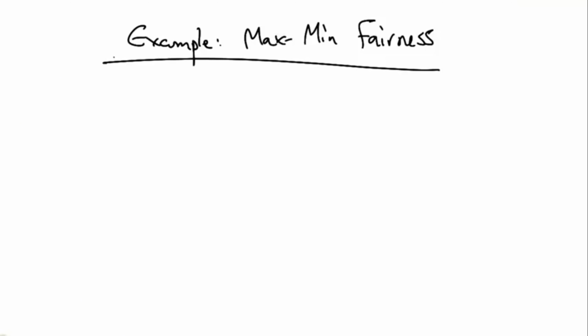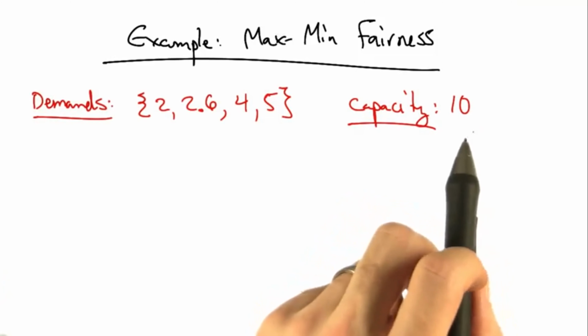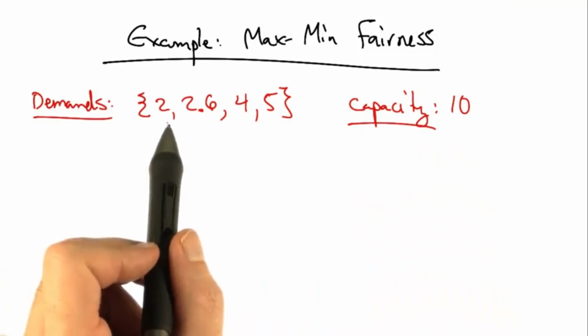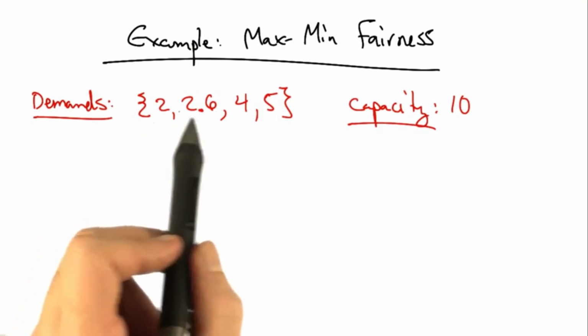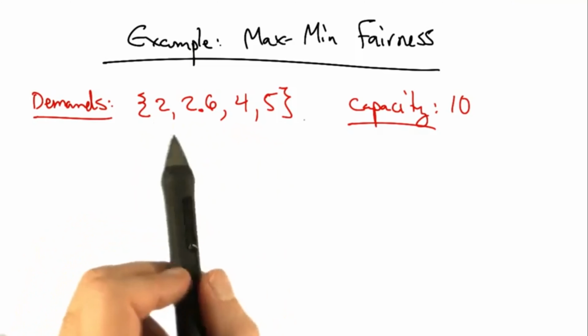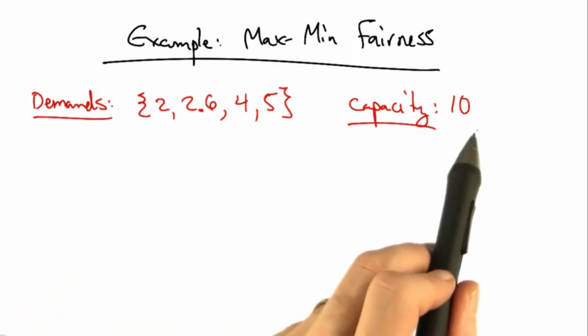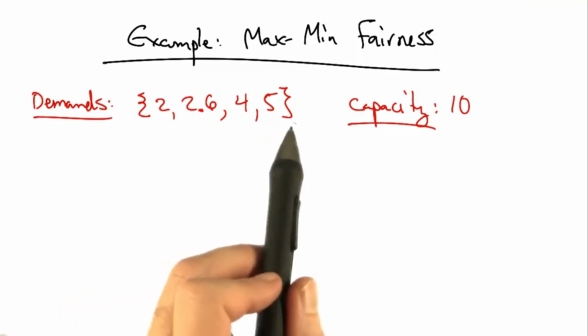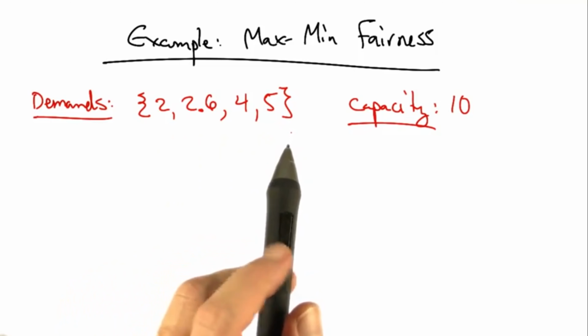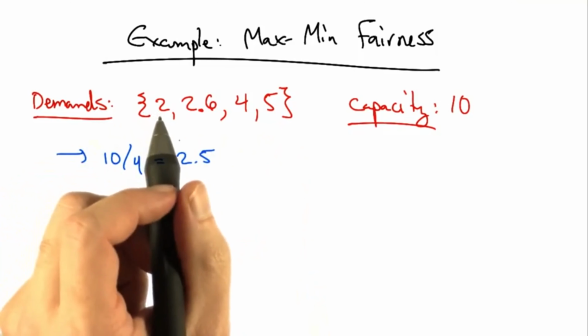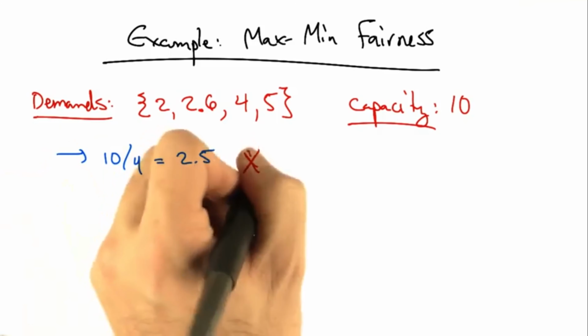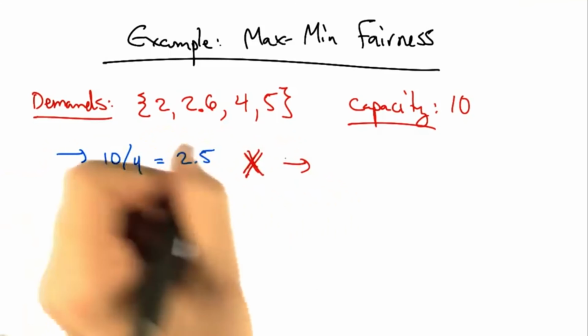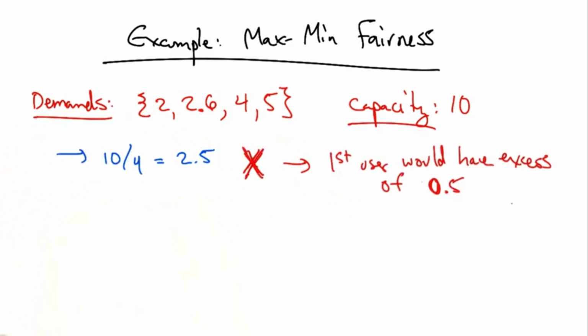Let's consider an example for max-min fair allocation. Let's suppose that we have a link with capacity 10 and 4 demands: 2, 2.6, 4, and 5. Now obviously the demands exceed capacity, so we need to figure out a way of allocating rates to each of these demands that is max-min fair. First, note that 10 divided by 4 is 2.5. But this is not a good solution because the first user only needs 2. So the first user would have an excess of 0.5 under this allocation.